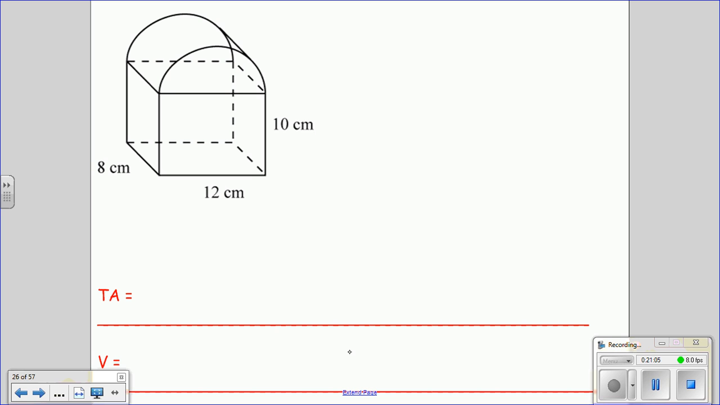So when you find the total area of the cylinder, you're going to have to divide it by 2 at the end. And then the prism, it's the same as the last 2 examples, the formulas for prism. So complete this example, and this concludes your notes for today.